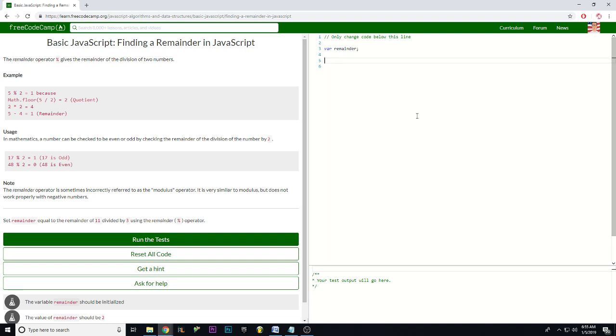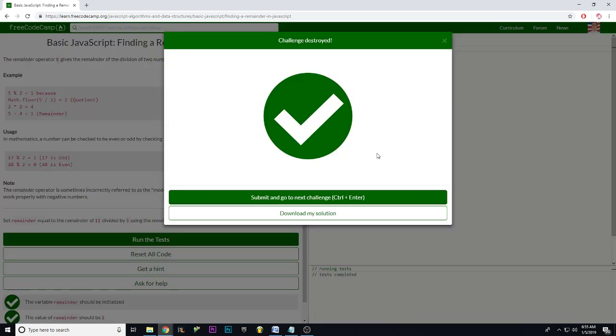So set remainder equal to the remainder of 11 divided by 3. So this goes 11 % 3. And don't forget the equal sign. There you go.